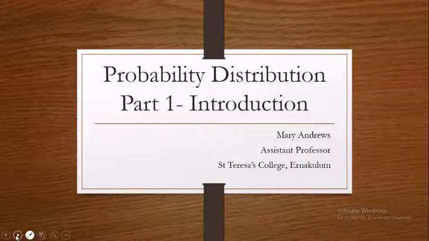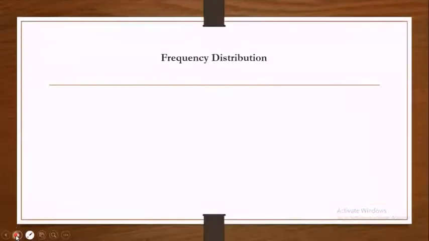Today we will study probability distribution, part 1, introduction. Before moving into the technicalities of probability distribution, I would like to say a few words on frequency distribution, which you have studied in the last semester.